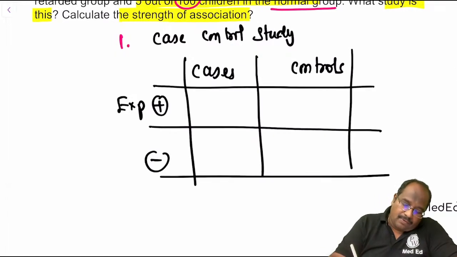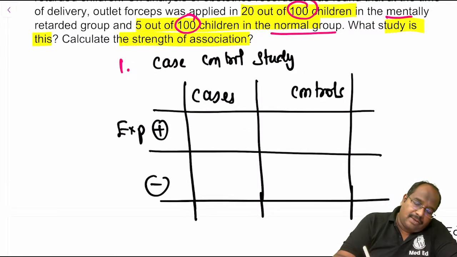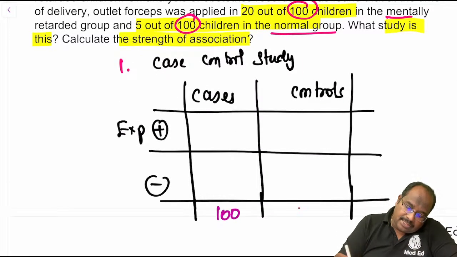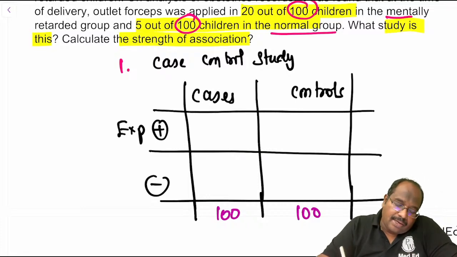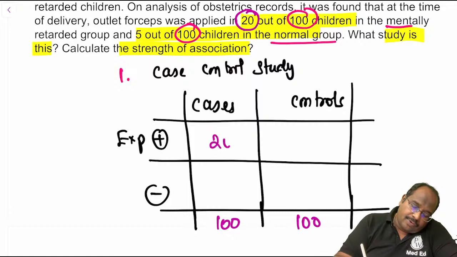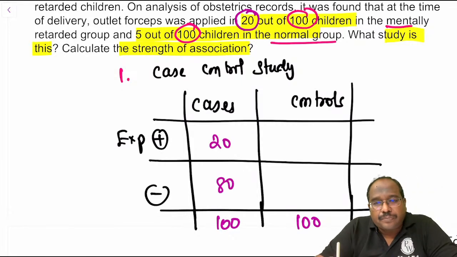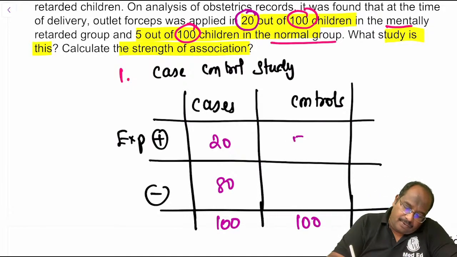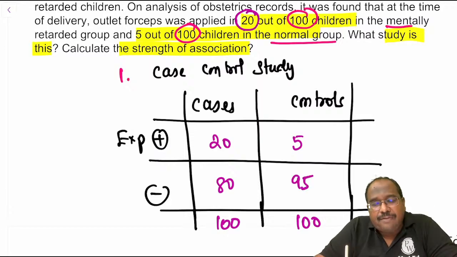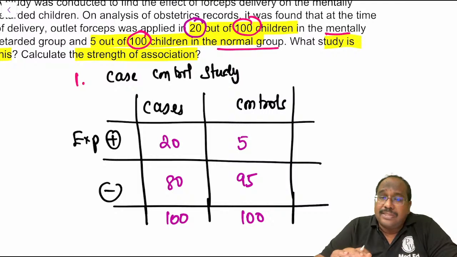Now see here, out of 100 cases, how many were exposure positive? Among 100 cases, 20 were exposure positive. Remaining is 80. Among 100 controls, how many were exposure positive? 5. Remaining is 95. So now what study is this? This is a case control study.